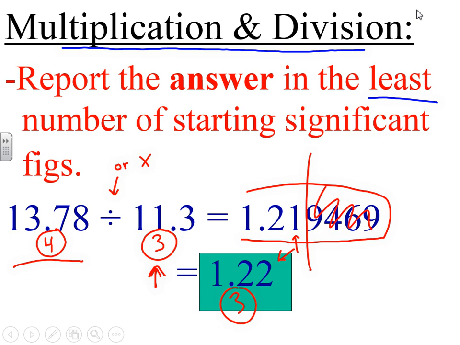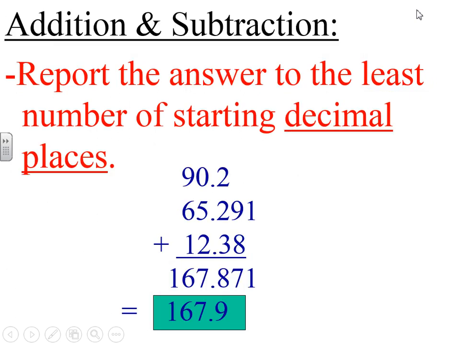When you add or subtract, a similar rule takes place. Here it says you report the answer to the least number of decimal places. So it's still the least. You go by the least. In other words, your final answer can't be any better than your worst measurement. But in this case, you go and look at the decimal place.